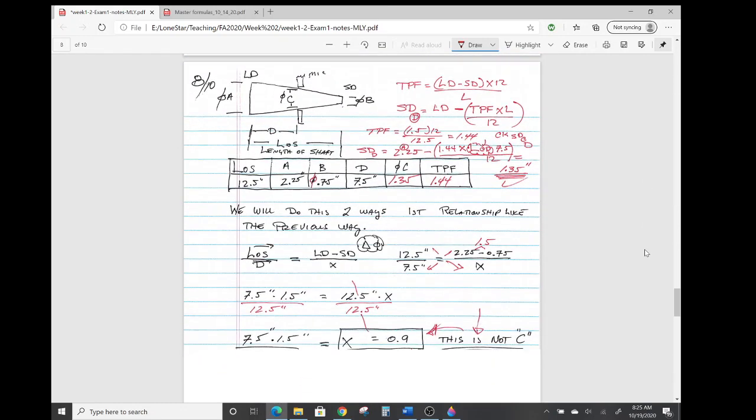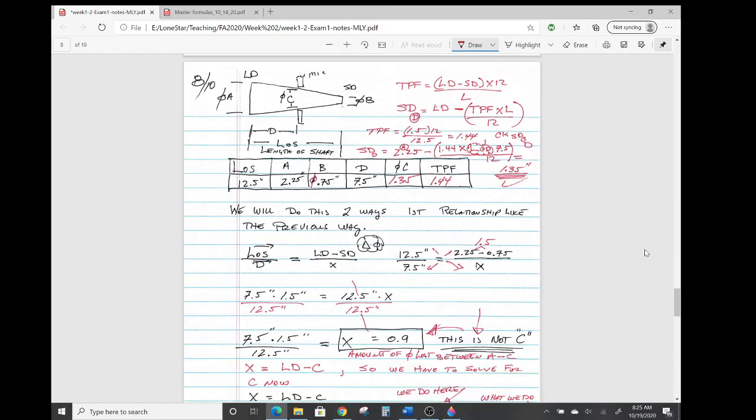Now we go to a little different here. Right now you're going to ignore the formulas in red. We're going to work this two ways, and I'm going to show you how to do it two ways.